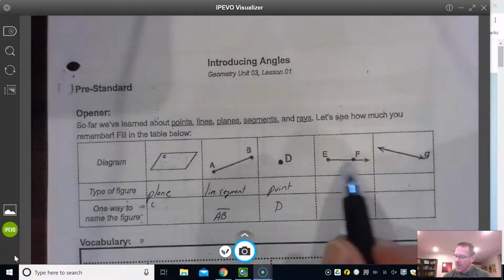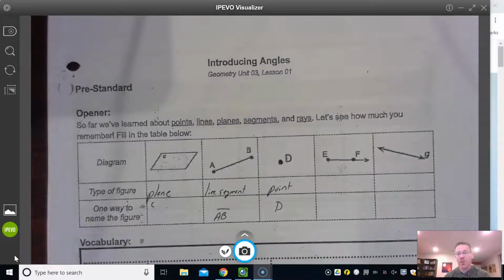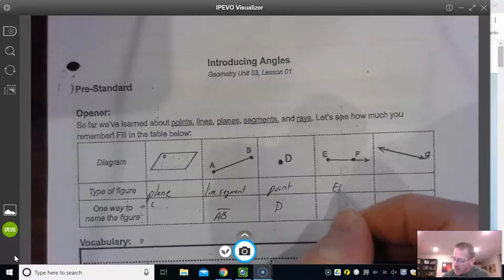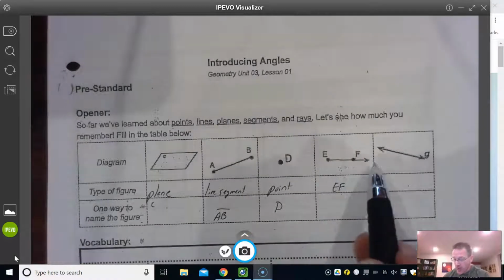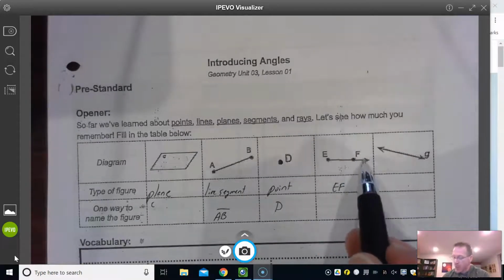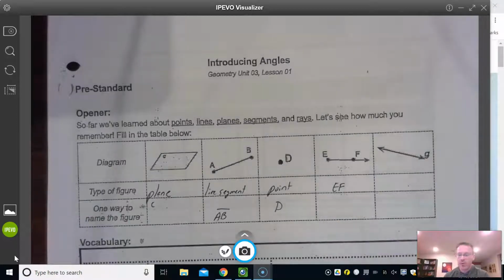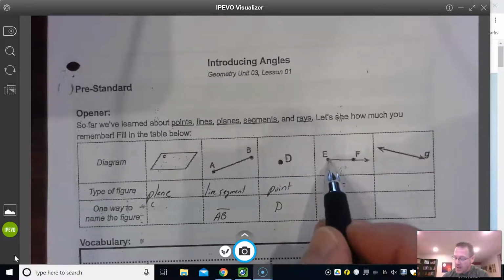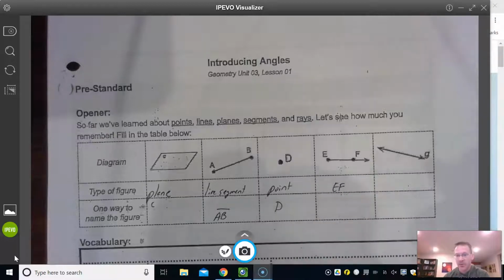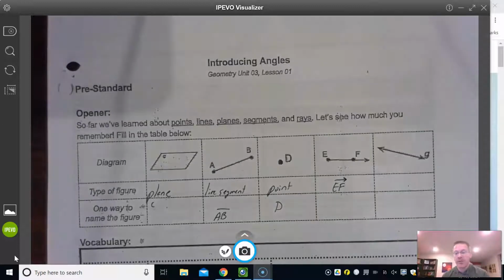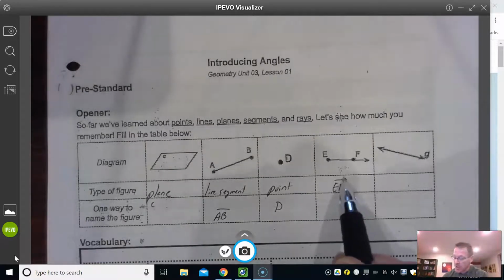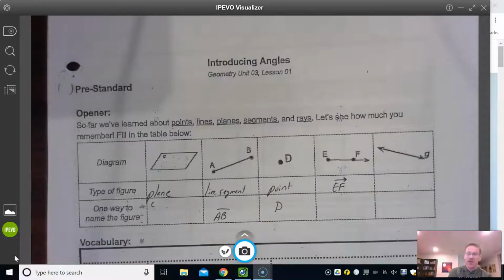Now, we may or may not have mentioned this as much, but this is what we call a ray. We name a ray in a very similar fashion to a segment: we draw this little symbol with an arrow going through F. What that indicates is that it starts at E and continues through F and goes on forever. So we would draw the ray symbol like that. If it was reversed, it would mean it starts at F and goes through E. So the direction of your ray on top does have significance.